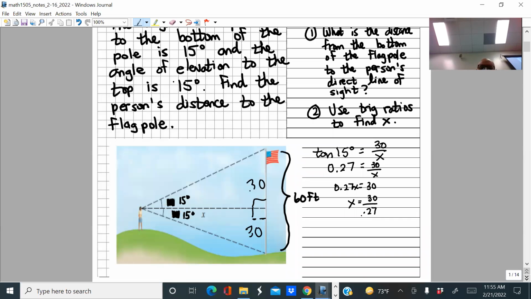How much is 30 divided by 0.27 about? 111.9 or 112 about, rounded off? Is that right? Okay. So our distance there to the flagpole is about 112. I guess it's feet, right? Approximately.